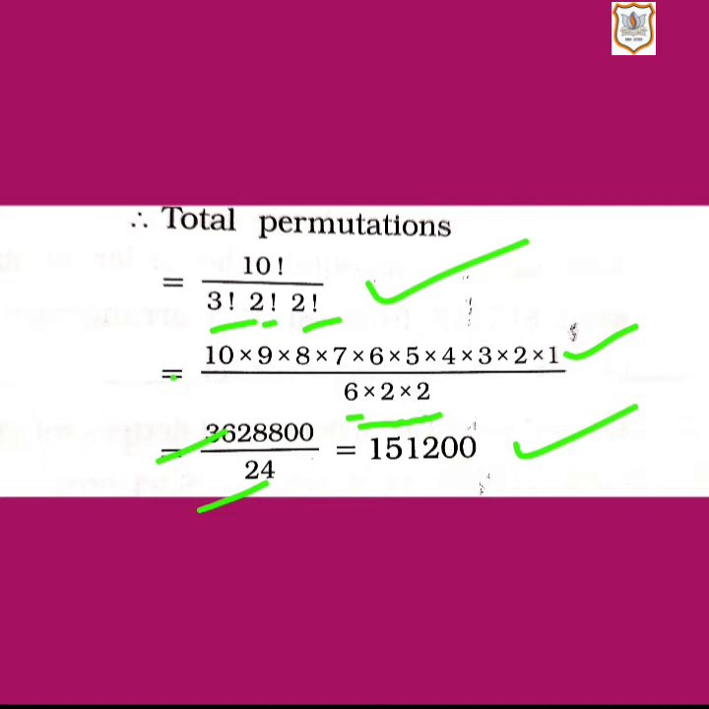Let's solve the other word that is appearing. So the word is appearing. Let's count the number of letters in it. 1, 2, 3, 4, 5, 6, 7, 8, 9. So N will be 9. Now which letters are repeating? A is repeating how many times? 1, 2. So P will be 2. P is repeating 2 times. So Q will be 2.